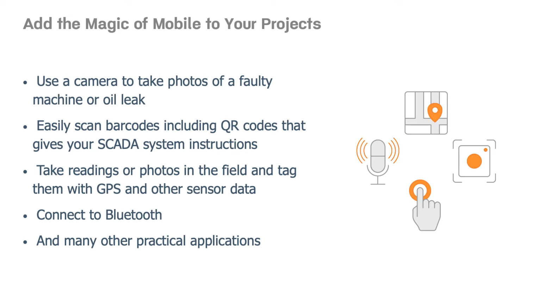from potentially where you are in the factory, to maybe open up navigation to a different section. And obviously you can take readings or photos in the field, and you can tag those readings and photos with the GPS location and potentially other sensor data that you might have. You can even connect to Bluetooth if you have some Bluetooth sensor devices, and there are a lot of other practical examples where you can use your phone's peripheral devices to get data in and out. And I'm going to show a little bit of that a little bit later.